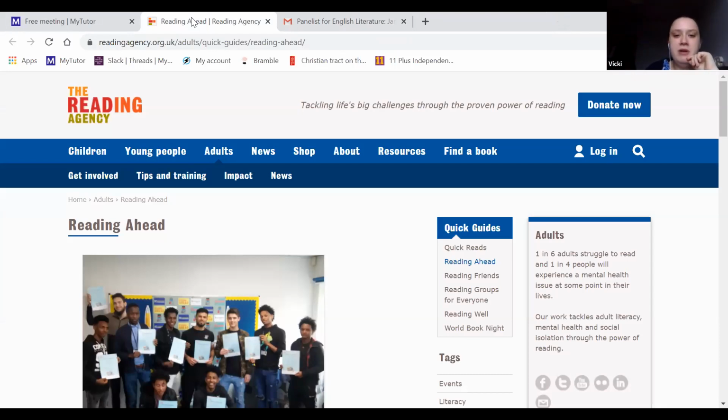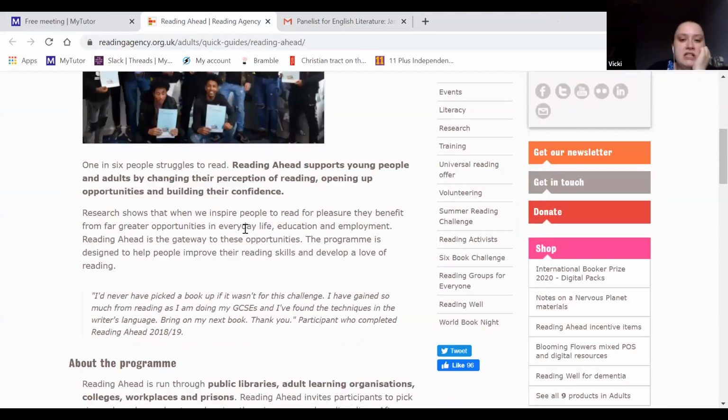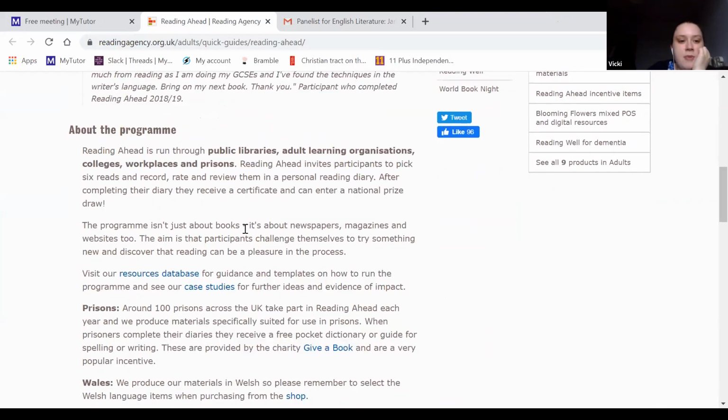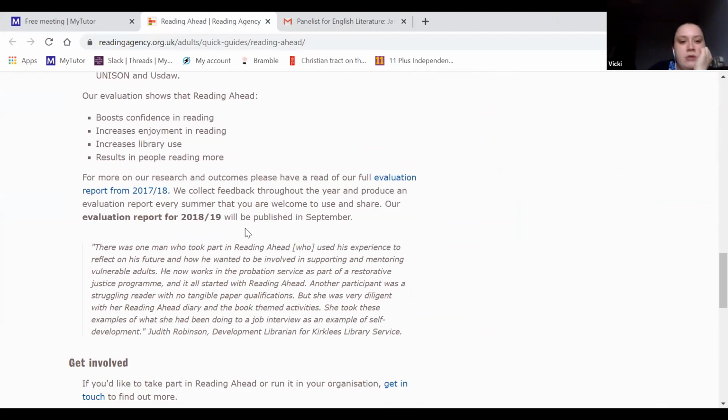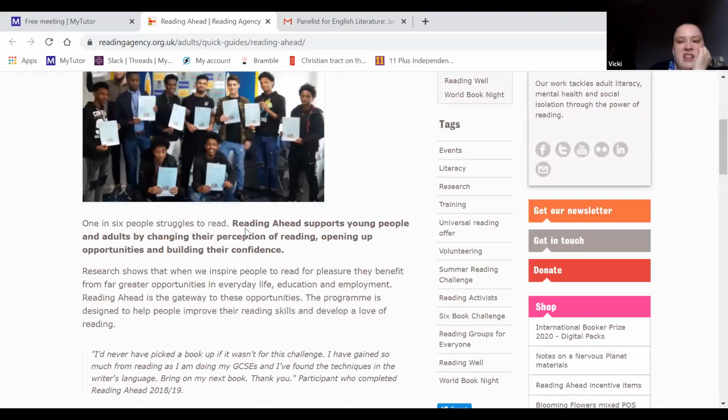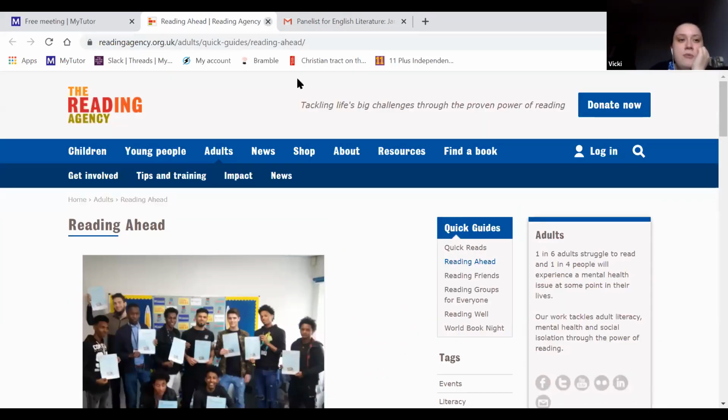I thought I'd show you a little bit of a reading scheme as well. So this is called the Reading Agency. If you're thinking I need to read a bit more over the summer, if you go onto the Reading Agency's website, there's some examples of where you can join in with that reading scheme. And there's other various reading schemes as well.